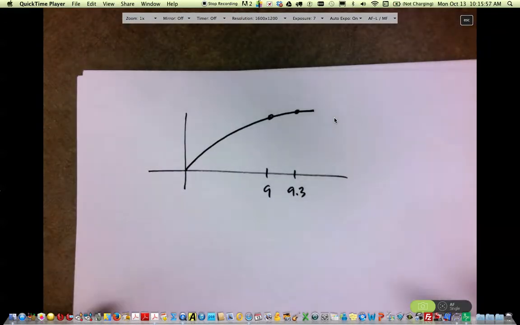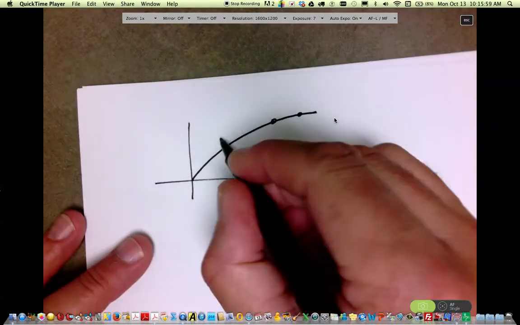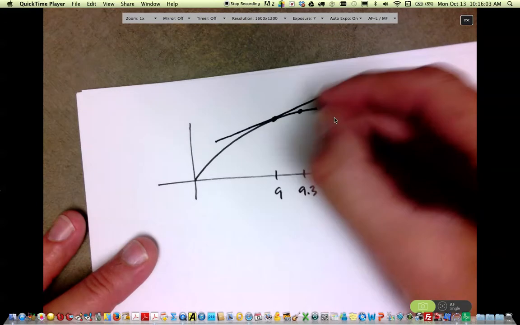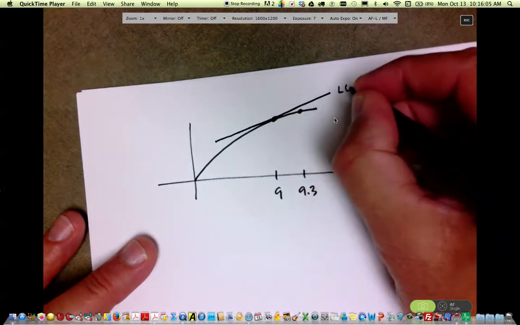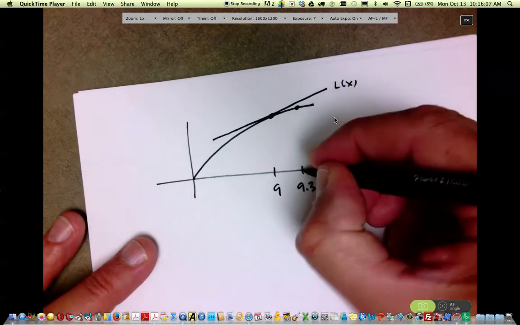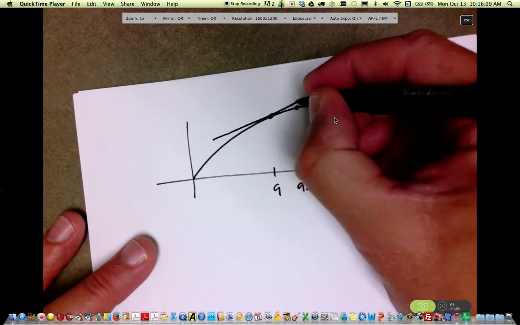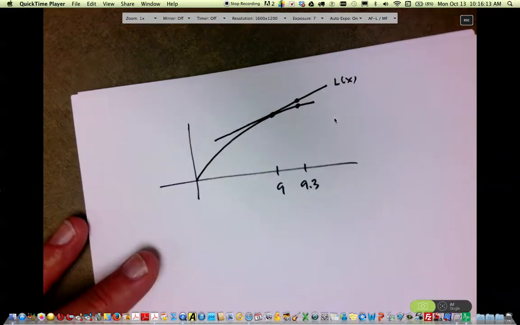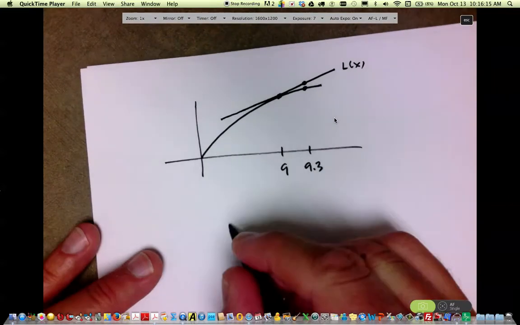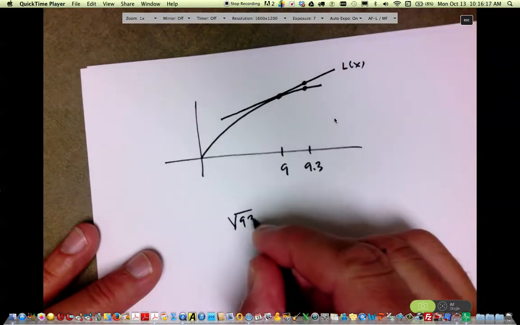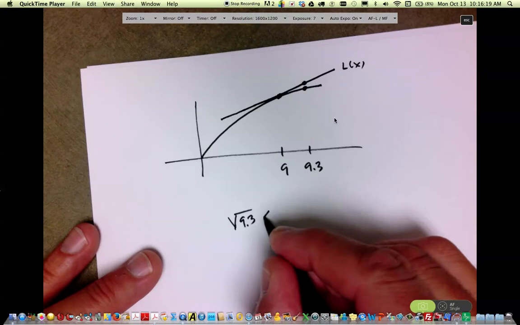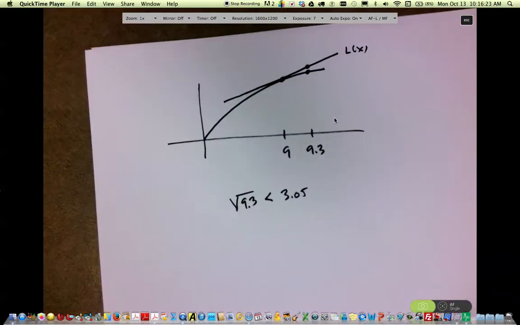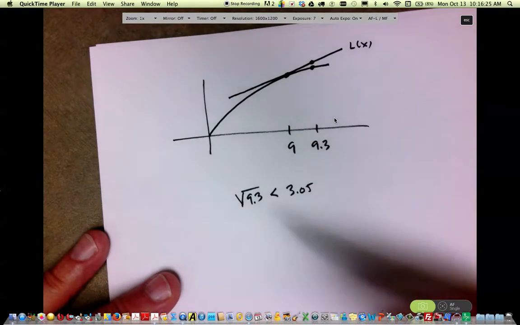Okay, so what we found was L of x was basically the equation of the tangent line, and we'll just say that this is L of x. We're trying to approximate the y value here, but we found the y value here. And so our function, or square root of 9.3, is actually going to be a little bit less than 3.05. And what I'm interested in knowing is something about how much less.